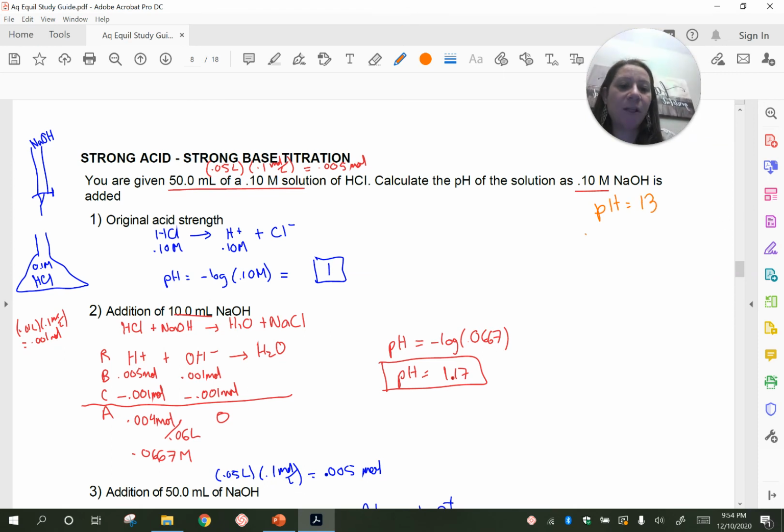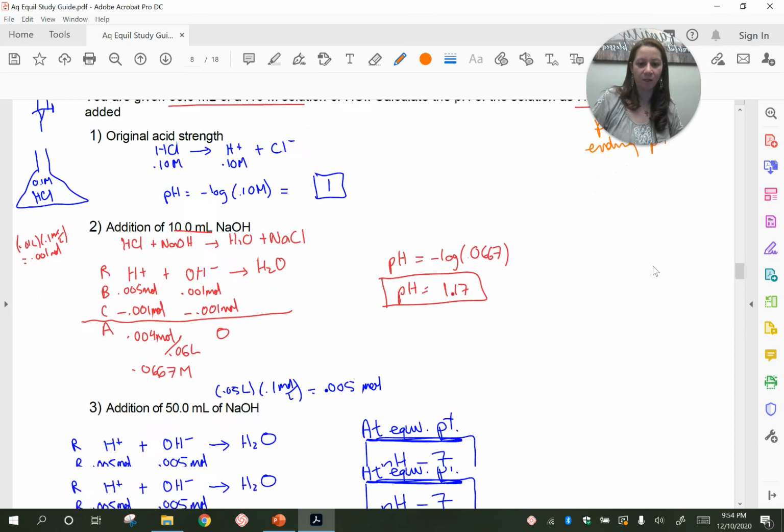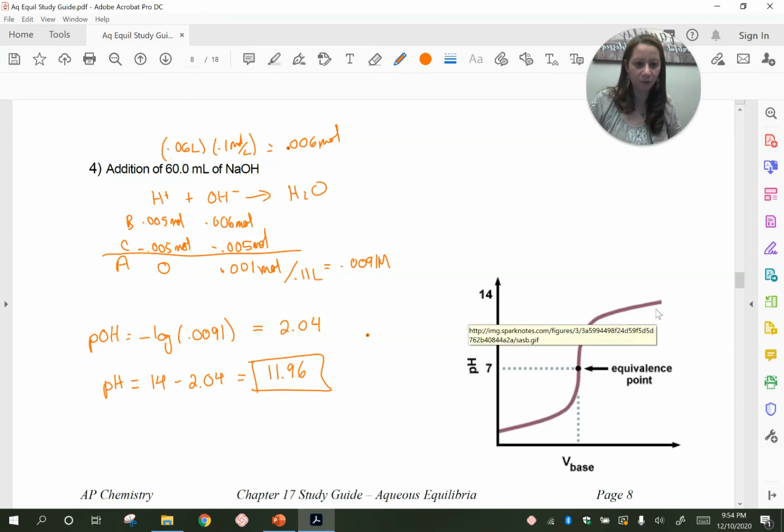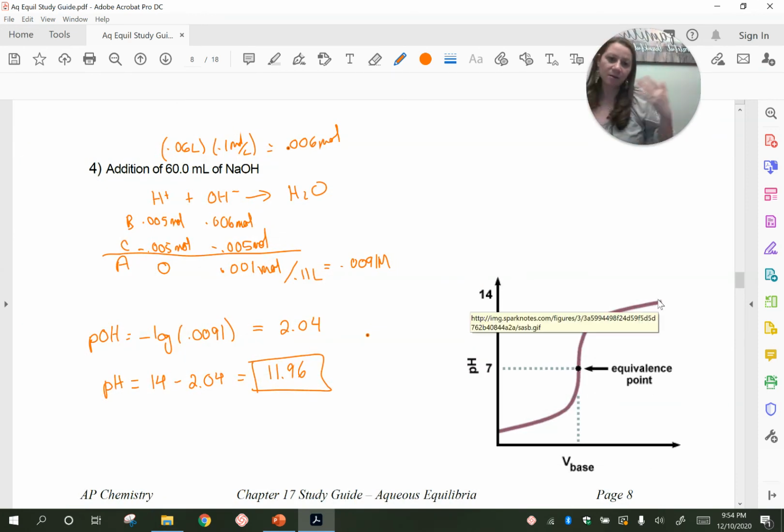And so the ending pH that it keeps approaching and approaching in my titration curve here is going to be equal to 13 in this case, because my NaOH is 0.1 molar, so the highest pH that can be reached would be the pH of that, so it would be 13.